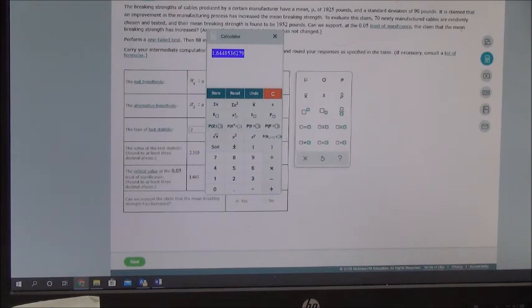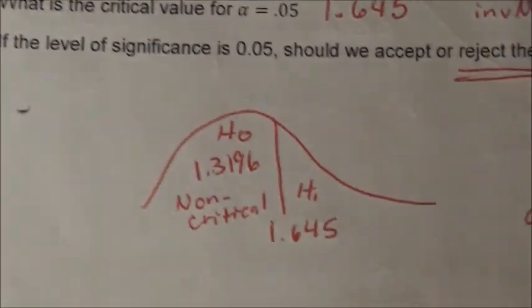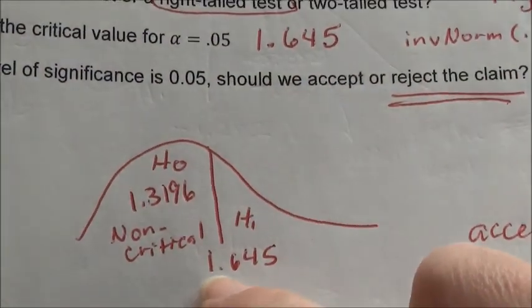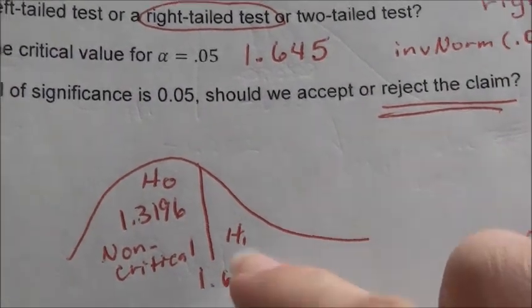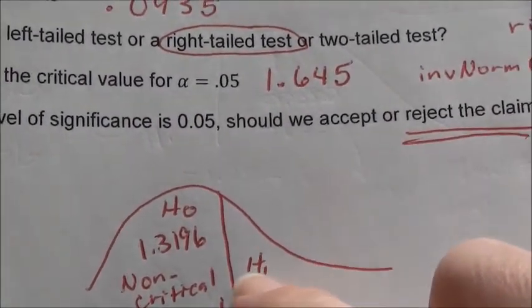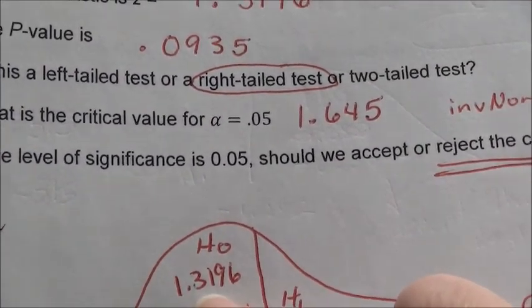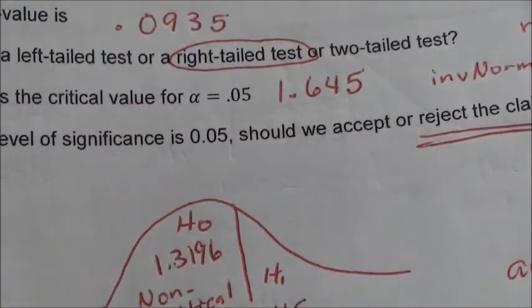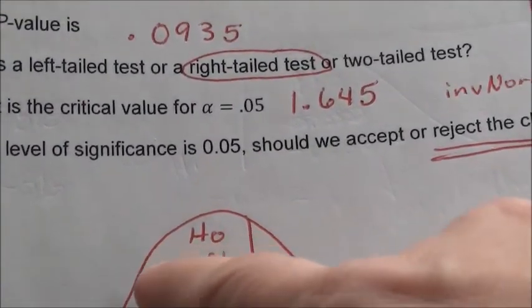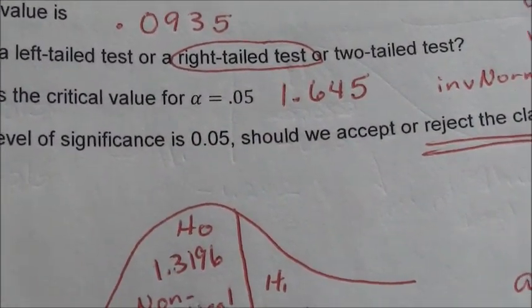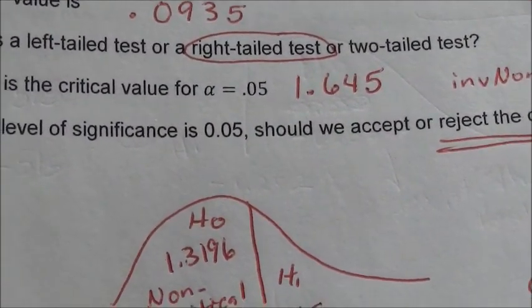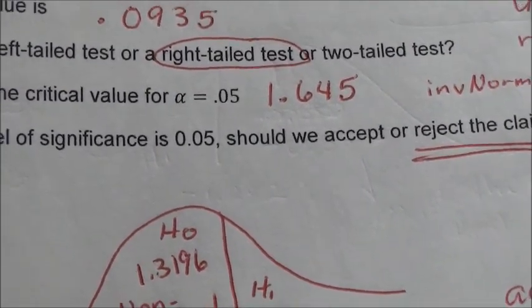So, the question wants to know, should I accept or reject the claim? Again, there's two ways I can compare those things. I like to draw the picture, so I'm just going to bring that up again. My critical region value was 1.645. Since I'm doing greater than, the alternative hypothesis would be to the right. Less than to the left would be my null hypothesis. My value for my test statistic was 1.3196. That falls on the left side, so it's falling in the section for the null. That means I'm going to accept the null, which means I would reject the claim.